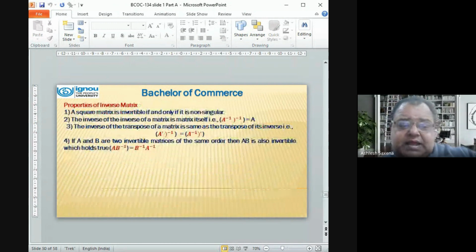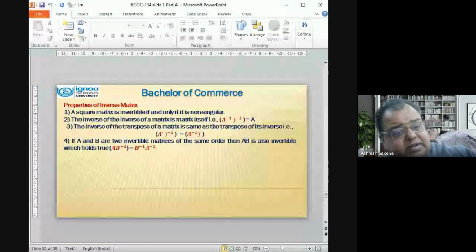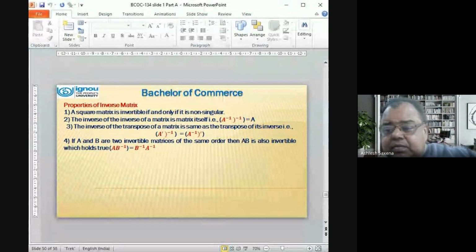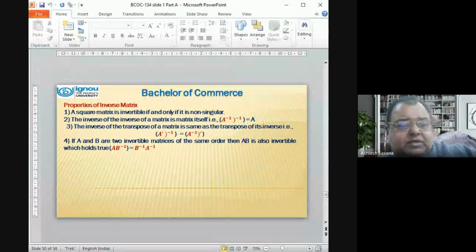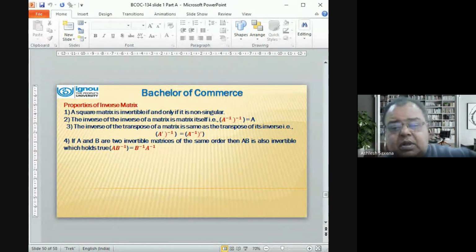What are the properties of the inverse matrix? A square matrix is invertible if and only if it is not singular. The inverse of the inverse of a matrix is the original matrix itself. The inverse of the transpose, denoted by A transpose inverse, is the same as the transpose of its inverse. That means you can see that A transpose inverse is equal to A inverse transpose.